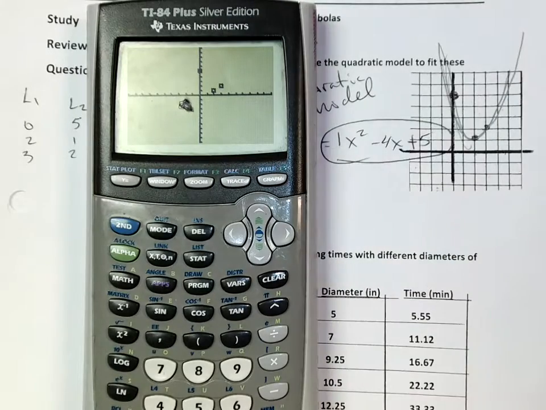Did you get 3 points? Mine zoomed in. Go back and hit graph again.